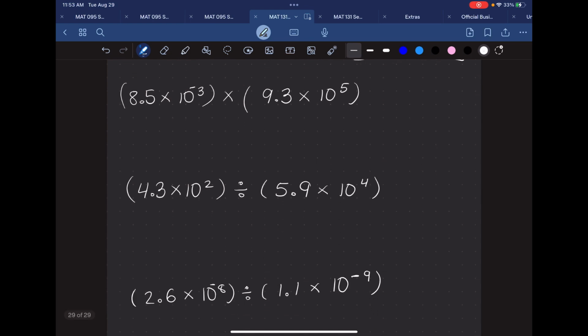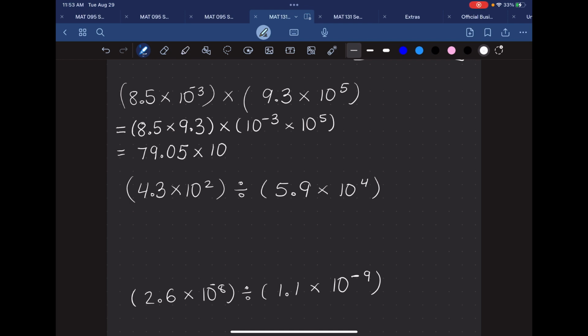All right, so for the second one, we're gonna kind of play the same game. So we've got 8.5 times 9.3 times, then we have 10 to the negative 3 times 10 to the 5th. And so I can multiply this 8.5 and 9.3, and I'll get 79.05. And then I have times 10 to the 2.